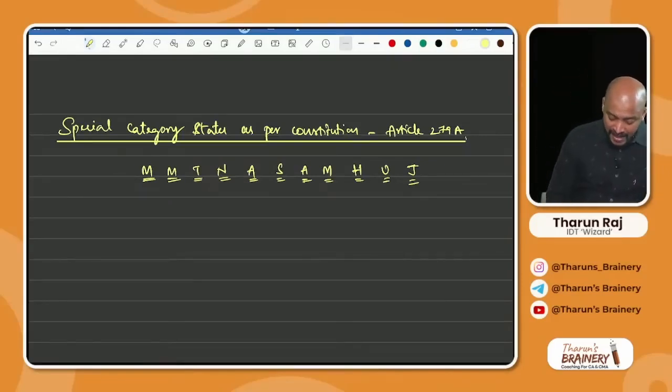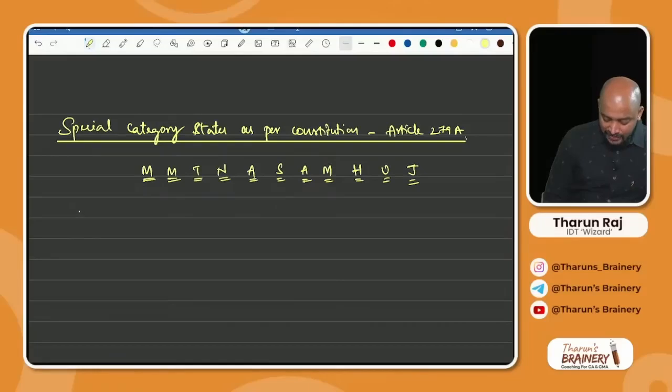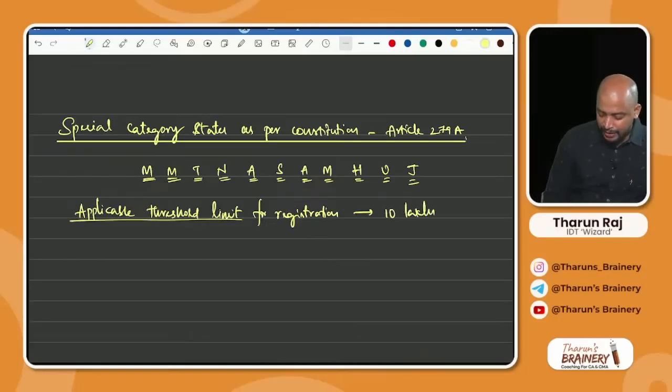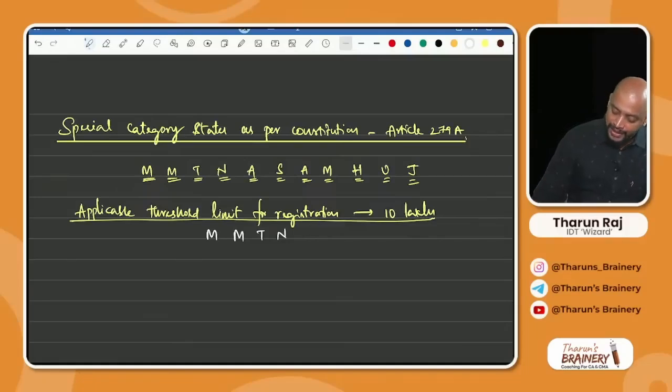Then next one we have, the states for which the applicable threshold limit for registration is 10 lakhs. What are the states for which the applicable threshold limit is 10 lakhs? Only MMTN: Manipur, Mizoram, Tripura, Nagaland. These are the 4 states for which the limit is only 10 lakhs.